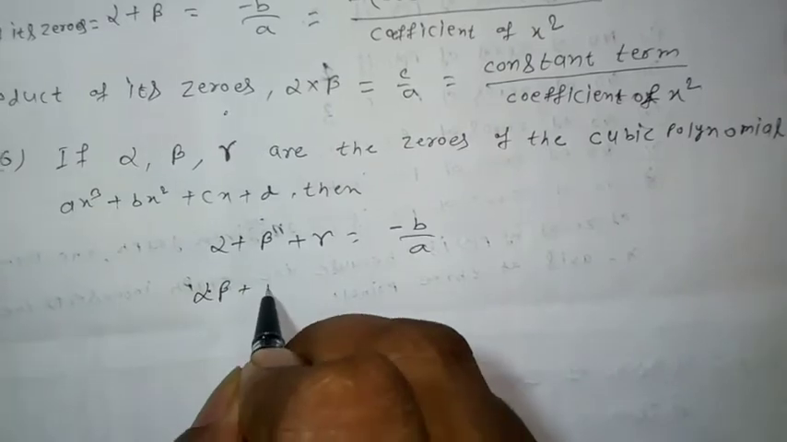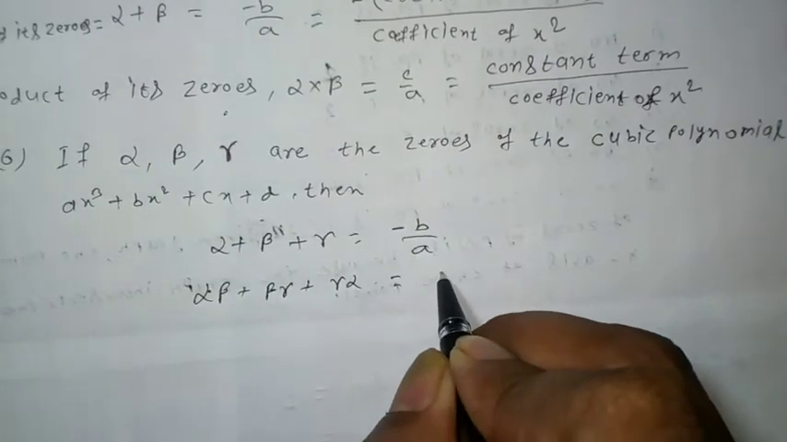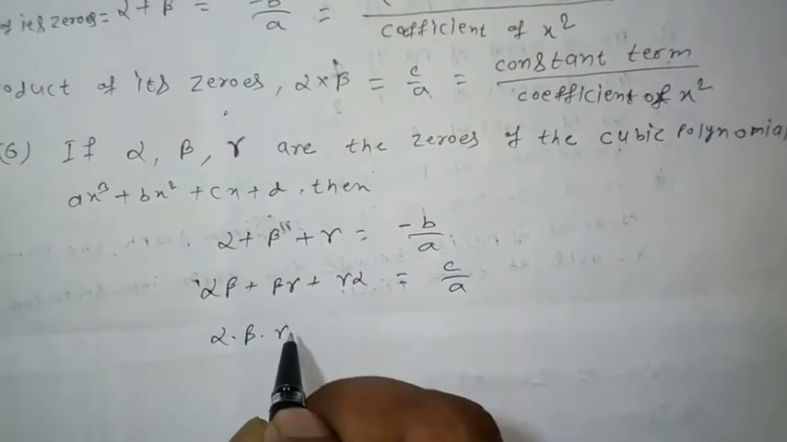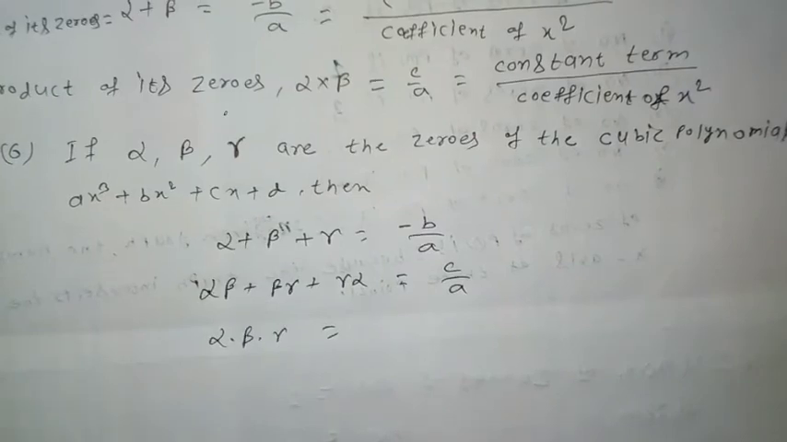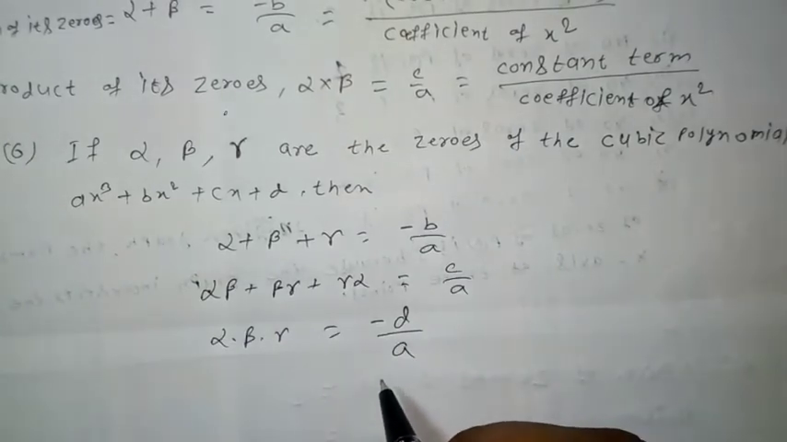Alpha beta plus beta gamma plus gamma alpha is equal to c by a. Alpha into beta into gamma, it means that the product of the zeros is equal to minus d by a.